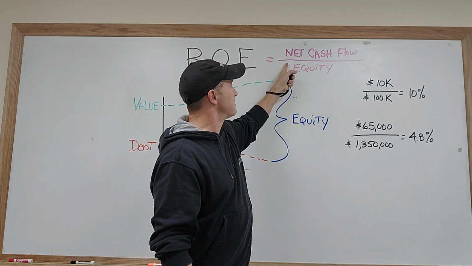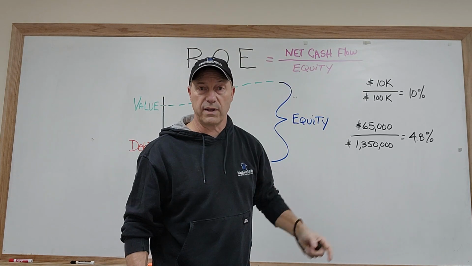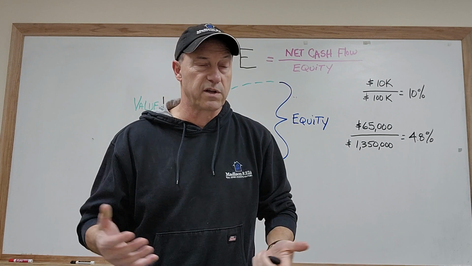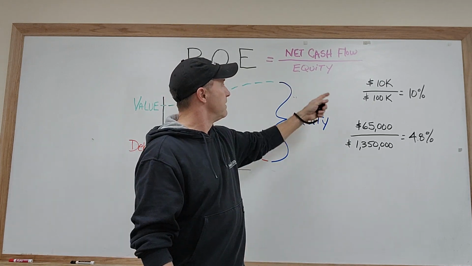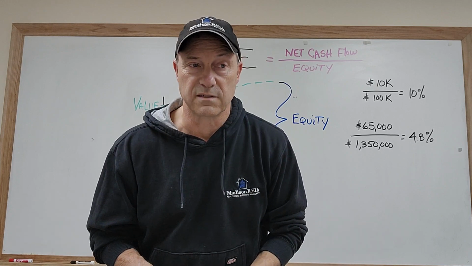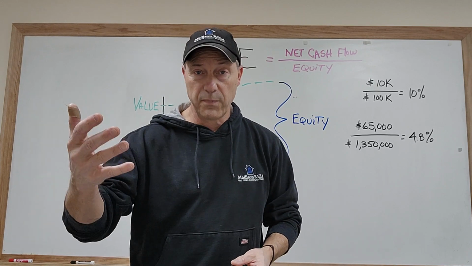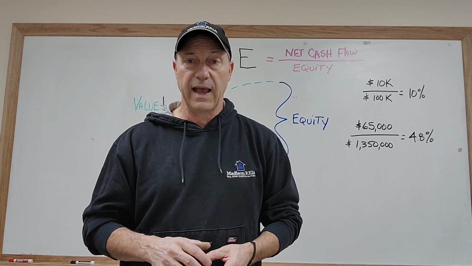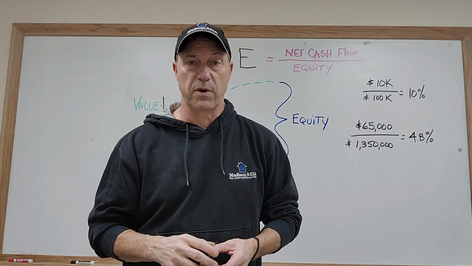As simple as taking your net cash flow on a rental property. In this case, I'm talking self-storage, but it could be an apartment, could be a duplex. Divide it by the equity in the property. Now, the equity in the property could be as simple as the money you put up for down payment, or the growth of the property.